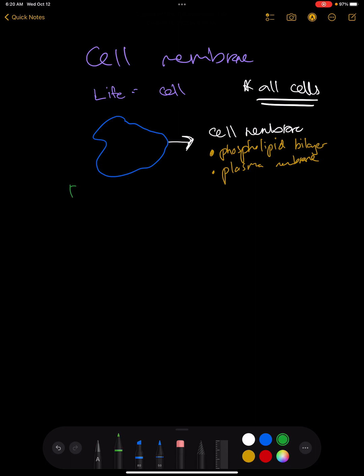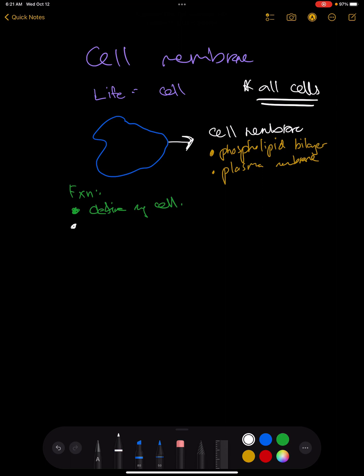Function-wise, we have a couple functions we need to talk about, and probably one of the most important is that he defines my cell. And what I mean by defines my cell is he actually makes the cell. Again, if I drew a little circle like this and I said, hey guys, what's that? You're going to say a cell. But as soon as I take that away and I'm like, hey, what's this? You don't get to say anything because there's nothing there. So you have to have a cell membrane to have a cell. That's what defining the cell means.